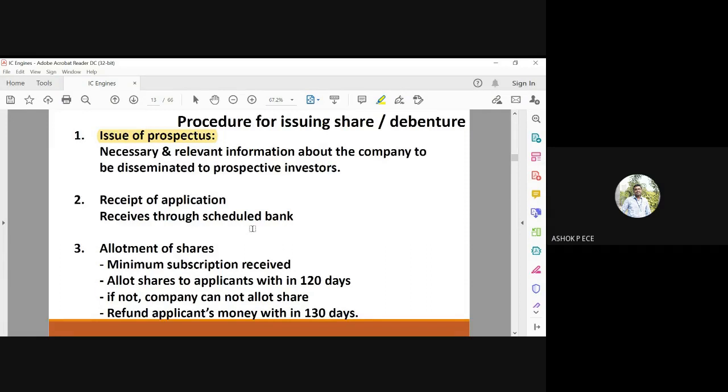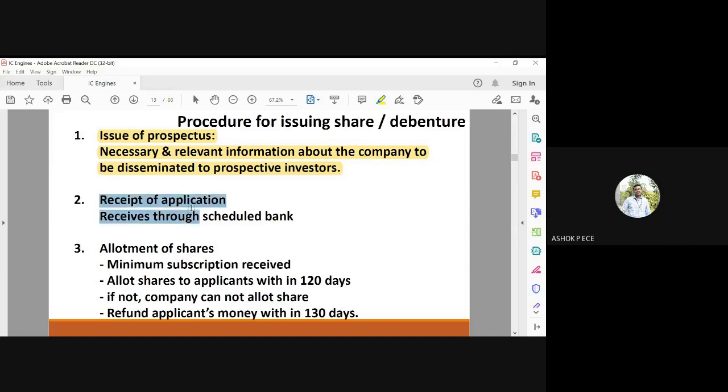So relevant information about the company should be provided to the leading newspapers, for the prospective investors, saying that we are proposing to sell our shares. The cost of each share is so and so rupees. It is open to public. The number of shares is so much. The last date is so much. So the proper, necessary and relevant information has to be given about the company to the investors. Investors can be either another company, or it may be the general public also.